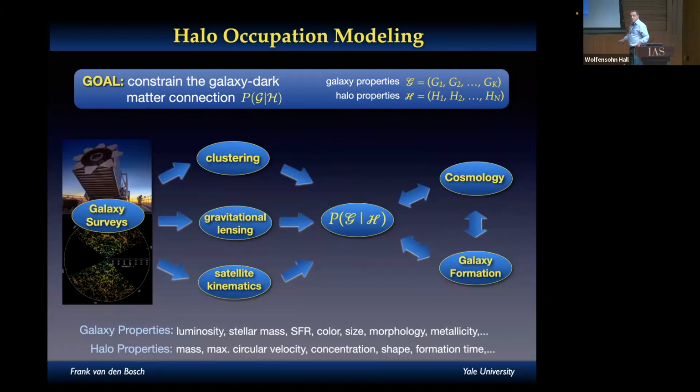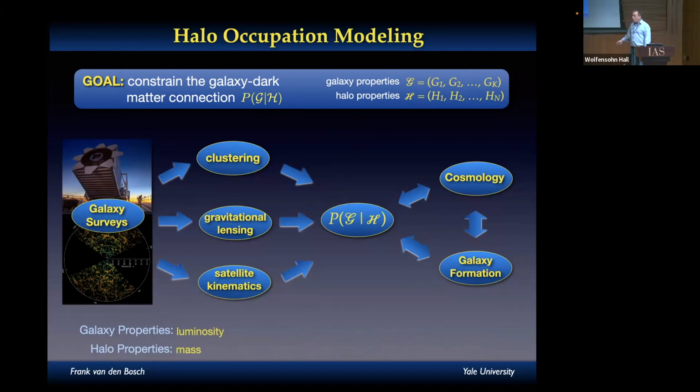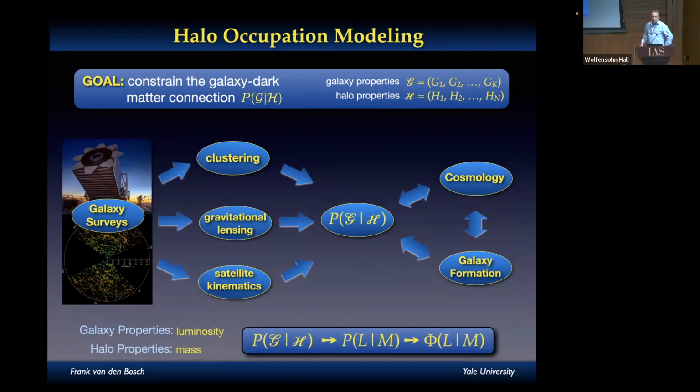And something similar can be done with satellite kinematics, where you use the motion of satellite galaxies to constrain the halo masses. So all these three, and there's other things like group catalogs, can be used to inform the galaxy halo connection, which then ties into galaxy formation and cosmology. And I talked about all the different galaxy and halo properties that you might want to consider. Now this field is moving slowly, okay? So it's been going for 2 decades. And most studies still today only use the galaxy property luminosity, and the halo property is halo mass. So we're slowly moving beyond that, but that's what I'm going to focus on today as well.